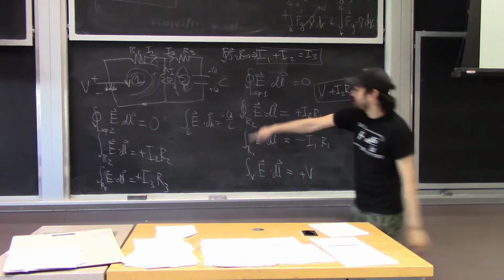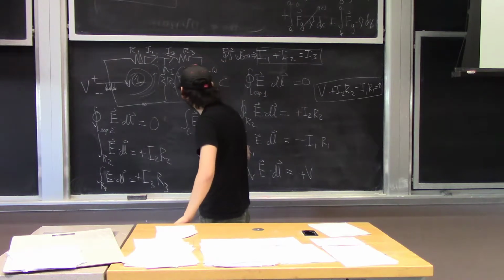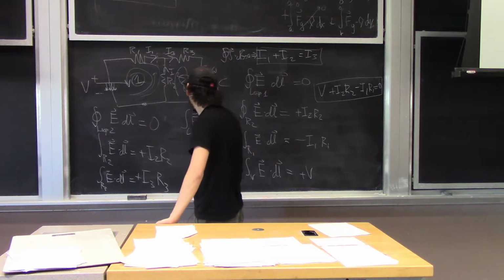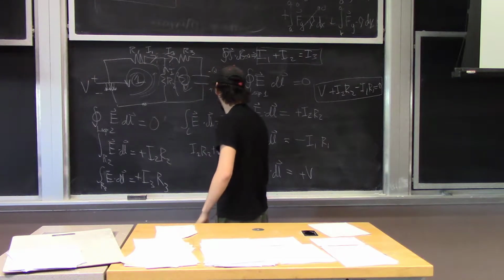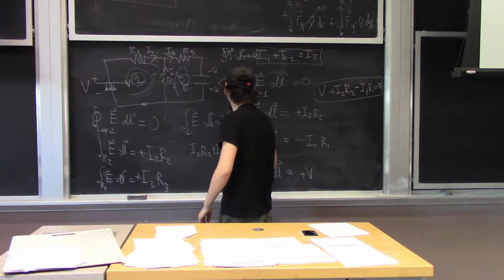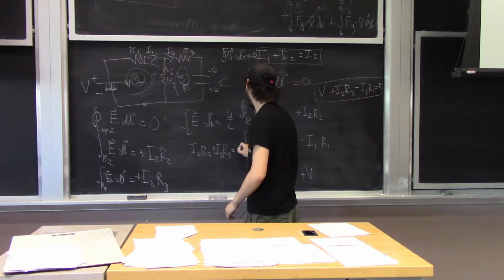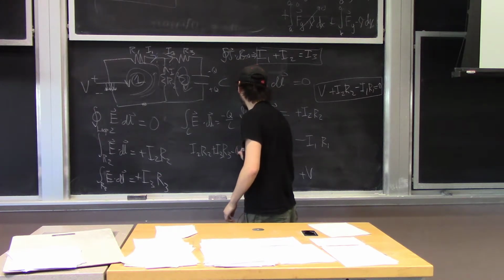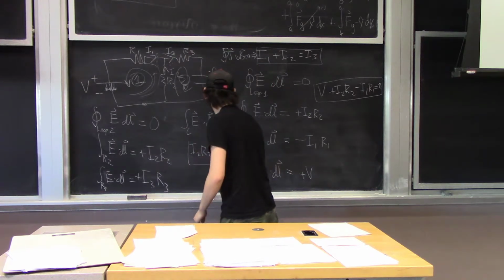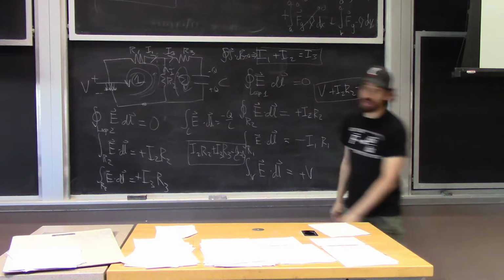So now the last thing I need to do is to put all of this together. And then that's going to say that I2 R2 plus I3 R3 minus Q over C is equal to 0. That's the next equation. So I have 3 equations.